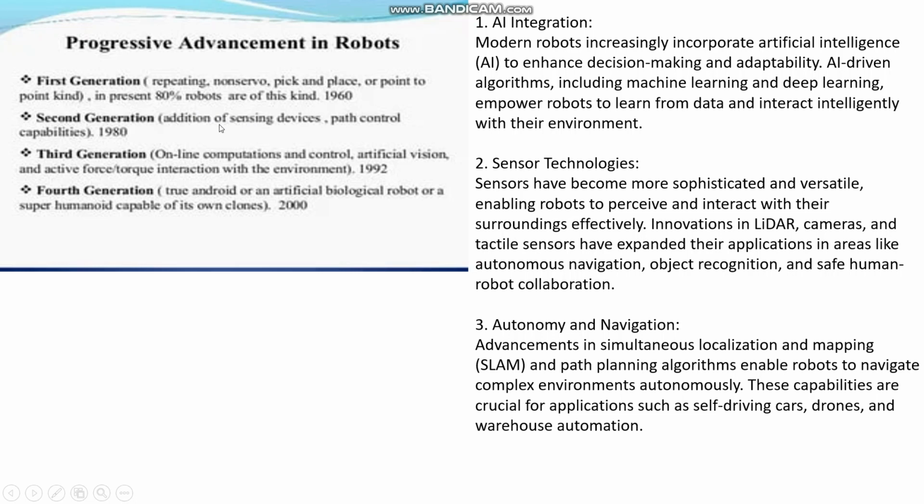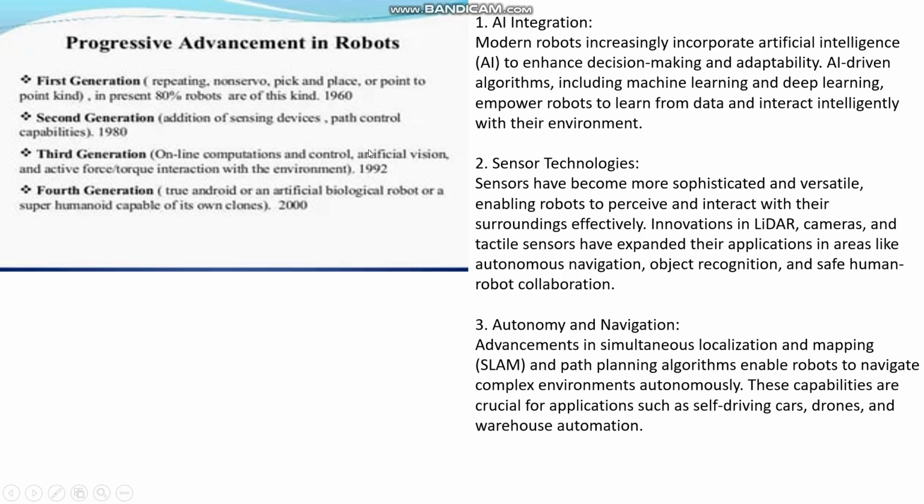Whereas coming to the second generation of robots, there was the addition of sensing devices, adding more sensors, then path control capabilities. These kinds of features were added and started being used in industries. Coming to the third generation, some new technology was added like online computation, then control, then artificial vision, then active force and torque interaction with the environment, in 1992.